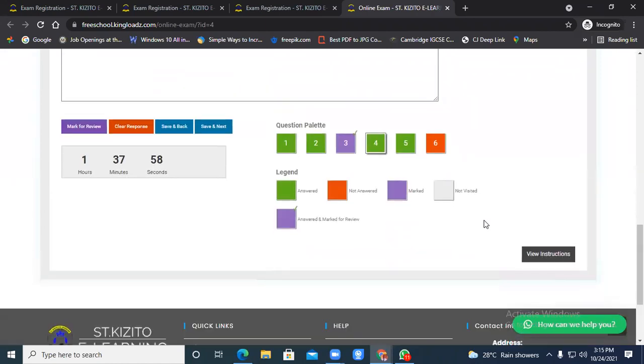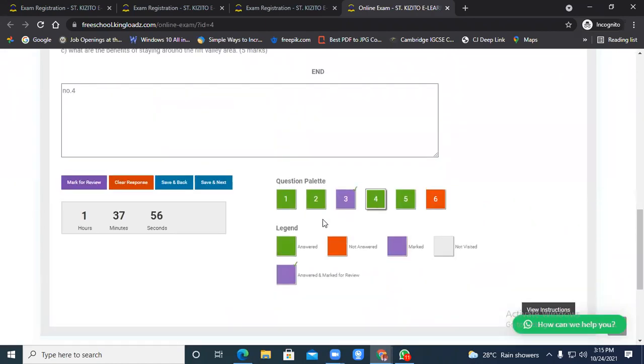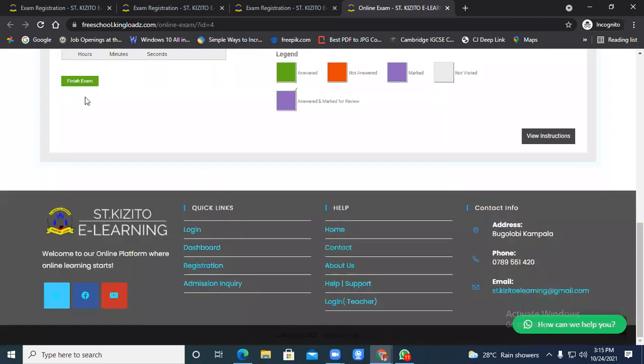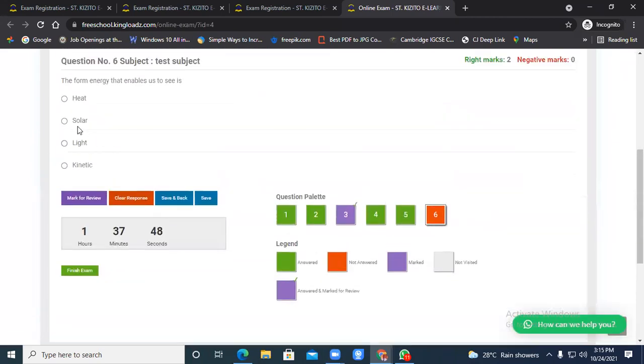Otherwise, if you have finished doing the questions, let's say question number 6, the last question, you put light and you save it. So it is saved now. Now you click on finish exam. Once you click finish exam, I will not have access to that exam again. I will have submitted my paper.